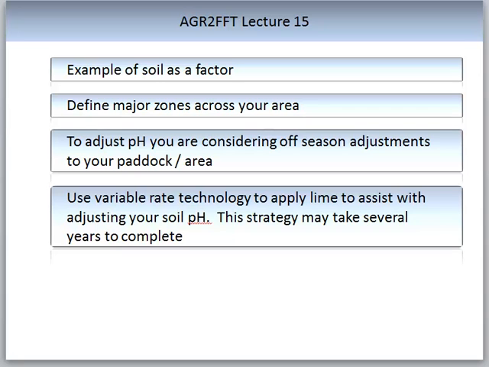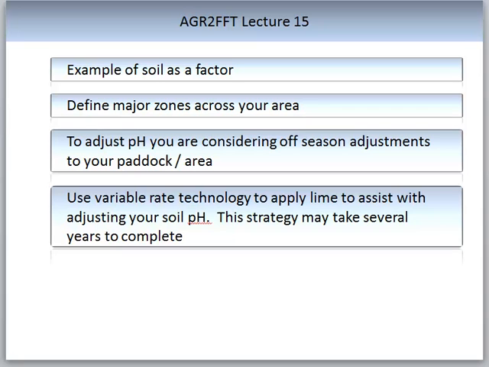Then, once you have assigned major zones, you would then adjust your pH. This you will need to do off-season, as this kind of management technique requires the paddock to be bare. You would probably implement variable rate technology to apply lime to assist with the adjusting of your pH. Of course, how you adjust your pH will depend on your soil structure and the economics.